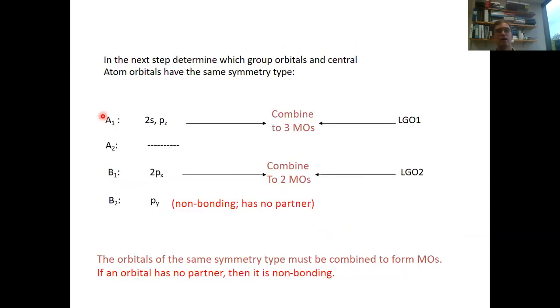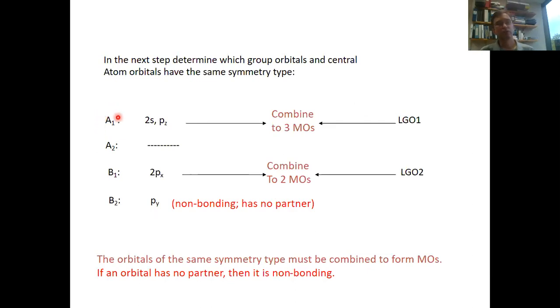Okay, so now we can go to the next step and combine central atom orbitals with ligand group orbitals that have the same symmetry type. Because we know that when they have the same symmetry type, they have the correct symmetry to be combined to form molecular orbitals.